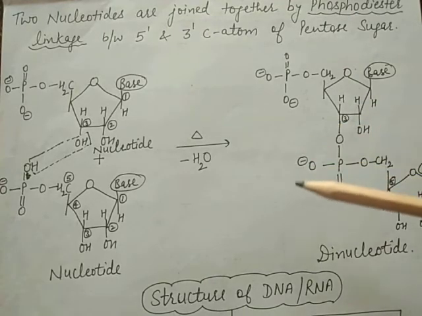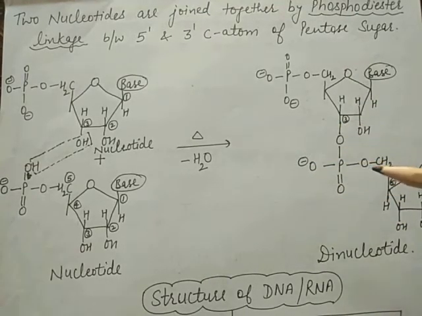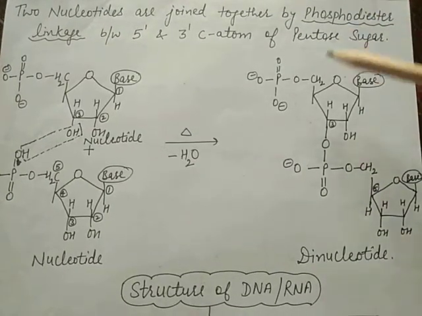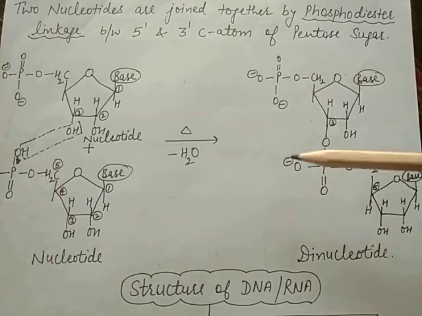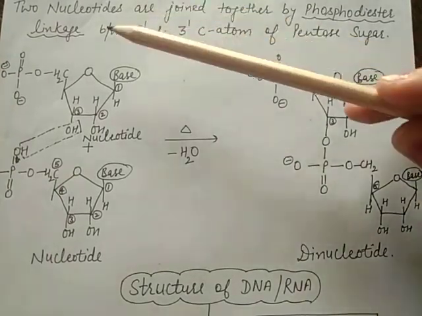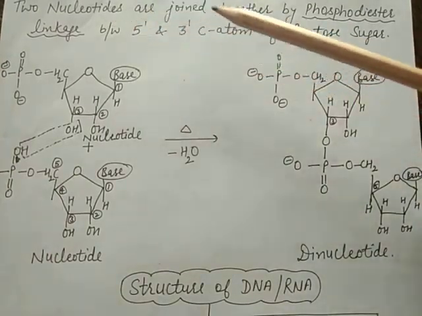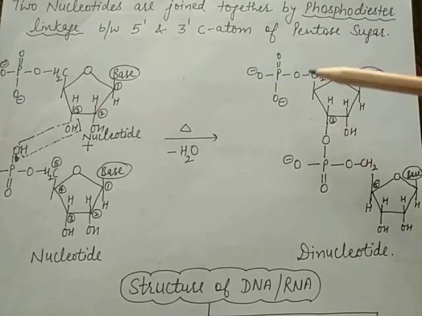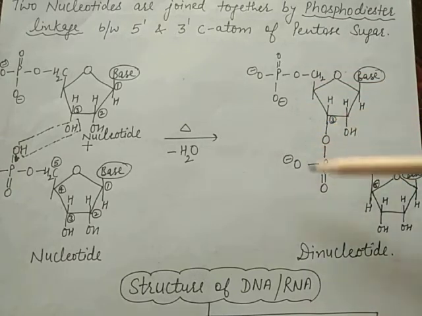After heating, it loses the water molecule, meaning the third and fifth carbon atoms of the pentose sugar are linked by a phosphodiester linkage. An important question arises from here: when two nucleotides join together, what type of bond is formed between them? The bond is a phosphodiester bond.